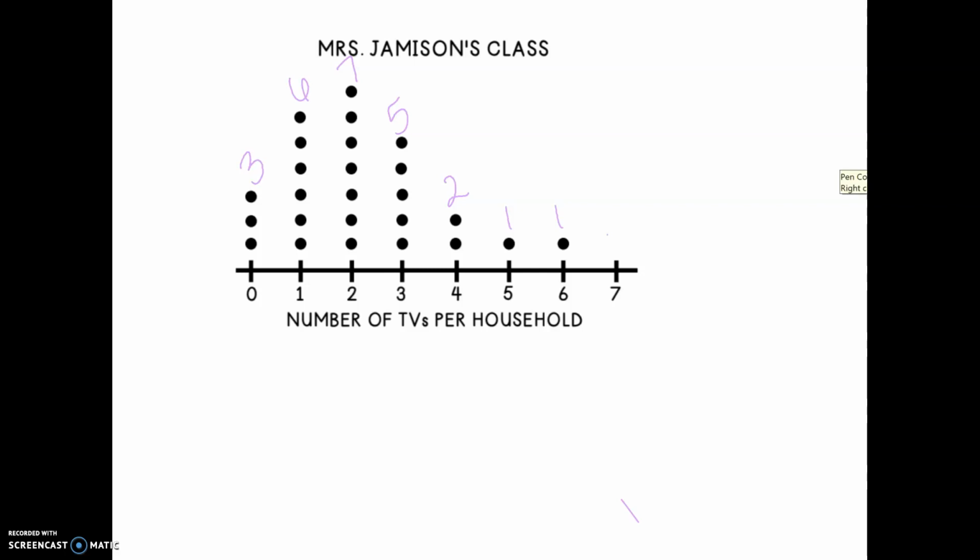So when I look at it, I can be like, oh, look at this. So the number of TVs per household. Well, there are 5 people in this class that have 3 TVs. If I want to know how many people have 4 or more TVs, I could say, so 4 or more, that's 2, 3, 4. 4 people have 4 or more TVs.